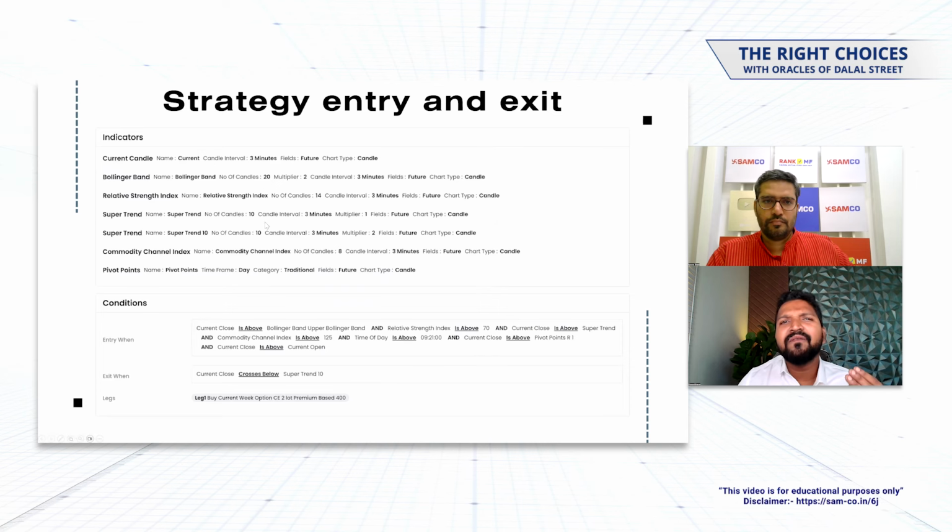So now let me go ahead and show you the strategy. See, this is a very, very basic strategy. Bollinger Band, RSI, Super Trend, CCI, Pivot Point. These are the known indicators. Even a person who starts trading will start with CCI, Pivot Point, Super Trend, RSI, or Bollinger Band. These are very, very common. And with these indicators itself, you can make money. And to be frank, even if you're following a 10,2 Super Trend crossing above and crossing below as entry and exit, you can still make money.